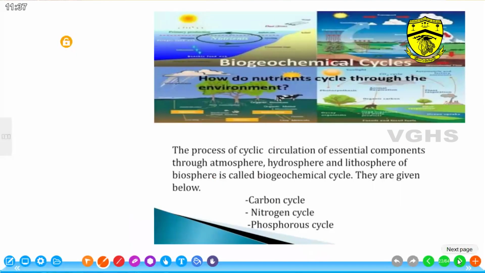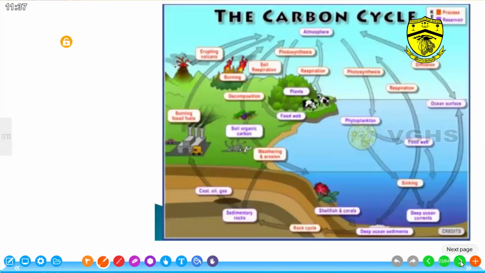And next one, biogeochemical cycles. This is also a very interesting one. This is the process of cyclic circulation of essential components through the atmosphere, hydrosphere and lithosphere of the biosphere, called a biogeochemical cycle. This is the definition for you. And this is mainly divided into three types: carbon cycle, nitrogen cycle and phosphorus cycle. You know that the carbon cycle is also included in your examination as essay type questions.